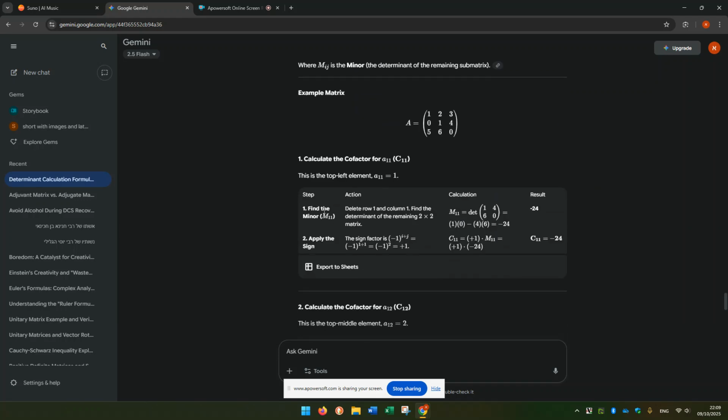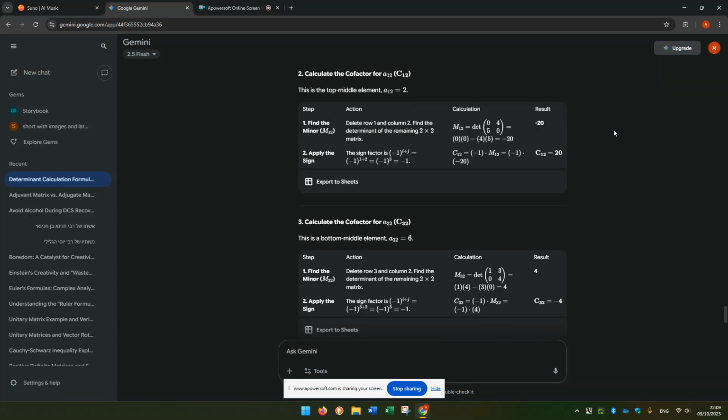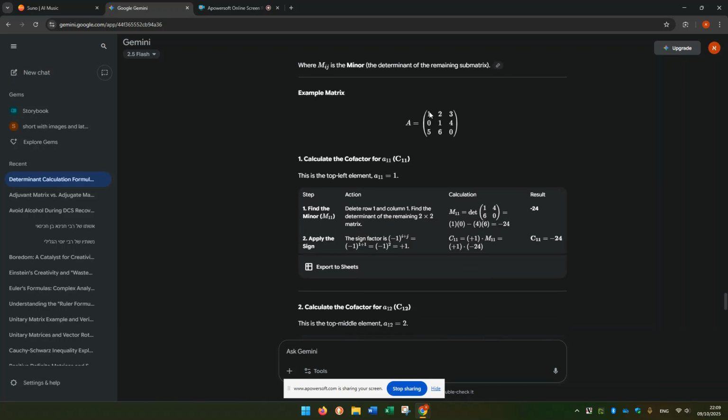Okay, so for example, you can find the minor M11. It's just eliminating the first row and column and taking the determinant of what is left. This is the minor M11. The minor M12, for example, is taking the first row and second column off and taking the determinant of what is left. This is the minor M12. Okay, so those are the cofactors. You can see right over here the determinant of what is left for M12.